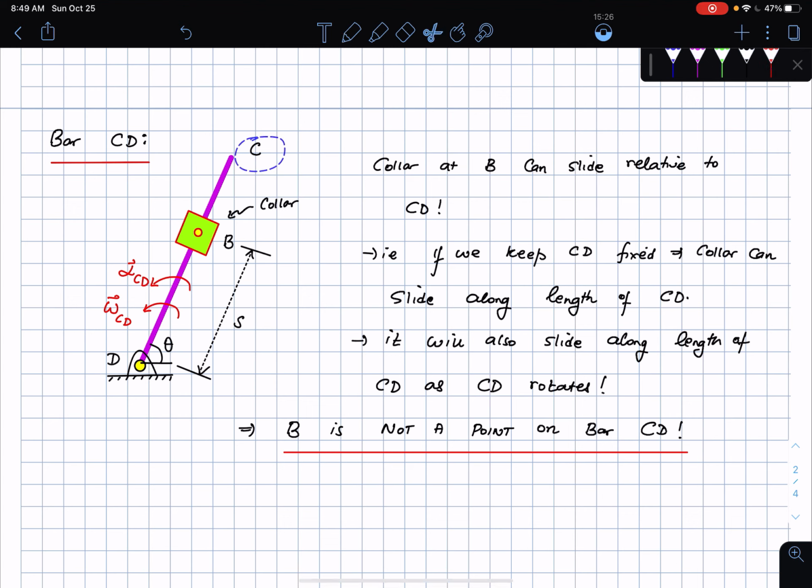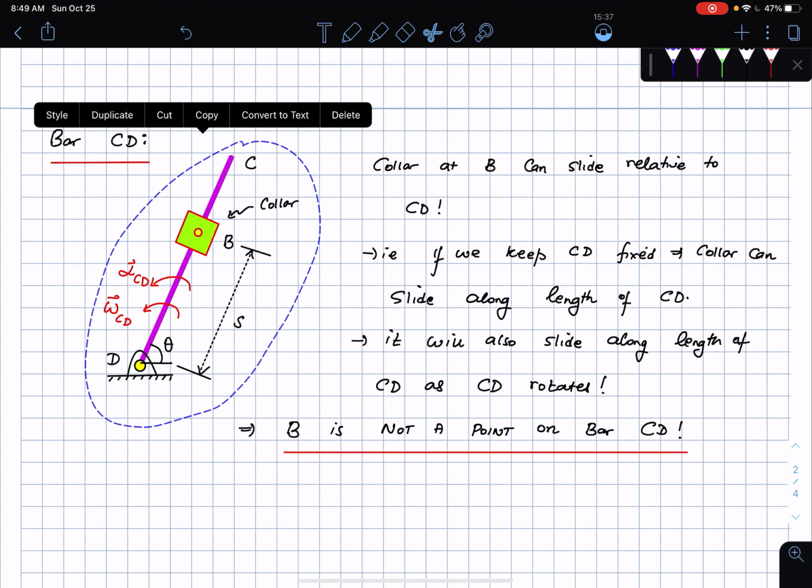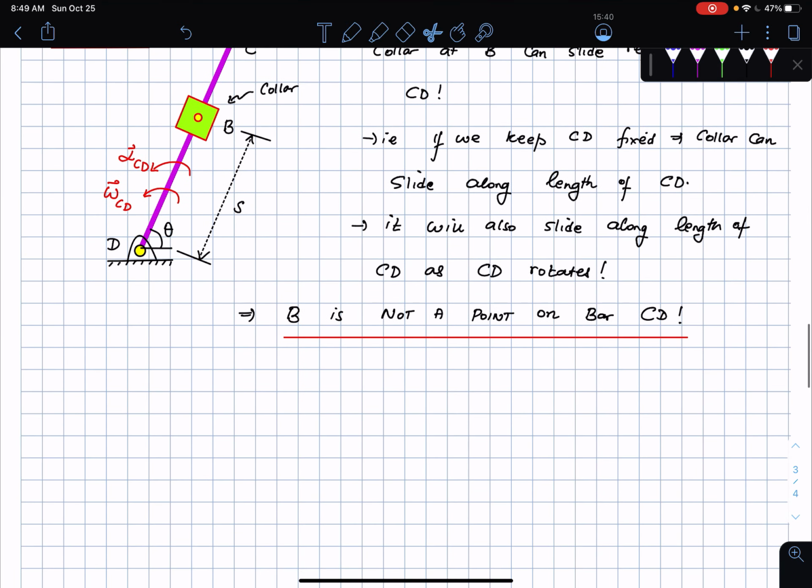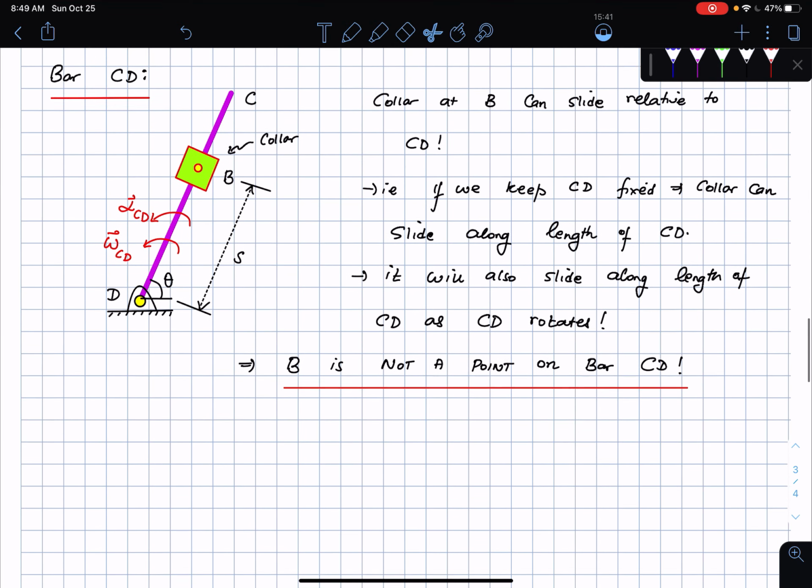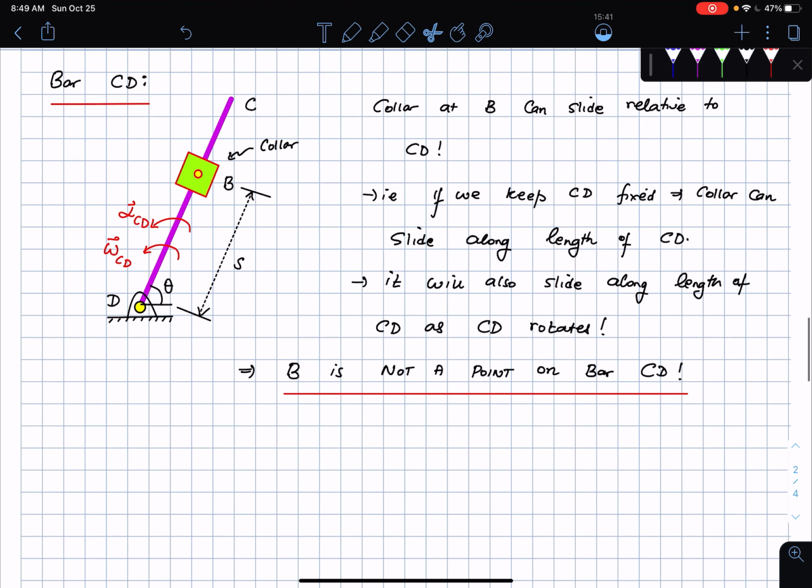The first thing I do is I set up a coordinate frame. Now it's going to be a little more cluttered, so let's keep the distances as they are. I'm going to take this figure here, bring it down, and set up a coordinate frame, and I hope this idea is clear. The collar at B can slide relative to CD. If we keep CD fixed, the collar is going to slide along the length of CD. Even when CD is rotating, there is nothing preventing this collar from sliding along CD as CD is rotating. So this obviously tells us that B is not a point on the bar CD.